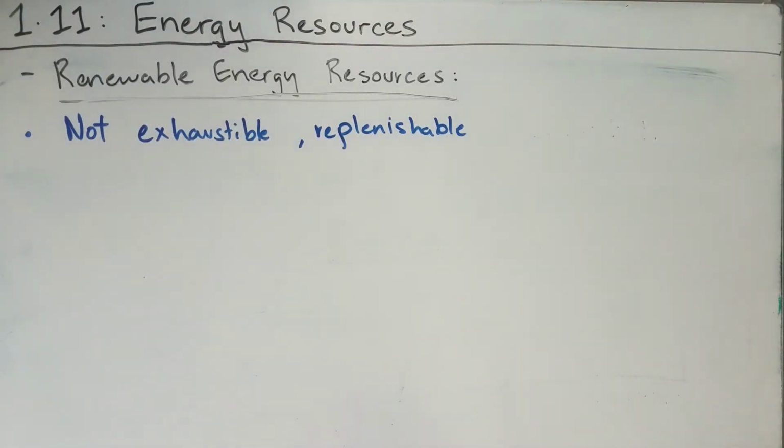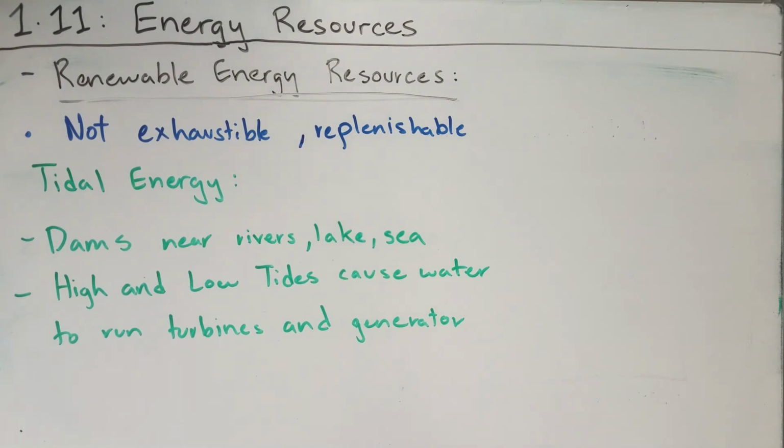Now let's talk about renewable energy resources. Renewable energy resources are resources of energy from nature that are not exhaustible. So you can keep getting energy from nature without it being depleted. In the future we will have to turn to renewable energy resources because one day the fossil fuels will expire. Let's talk about some examples of renewable energy resources. One of them is tidal energy, in which dams are built near rivers, lakes, or seas.